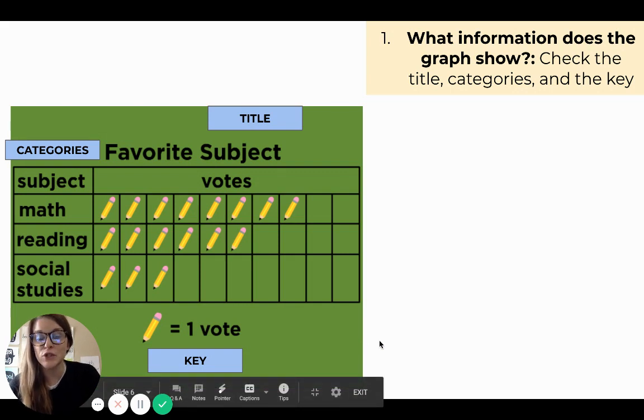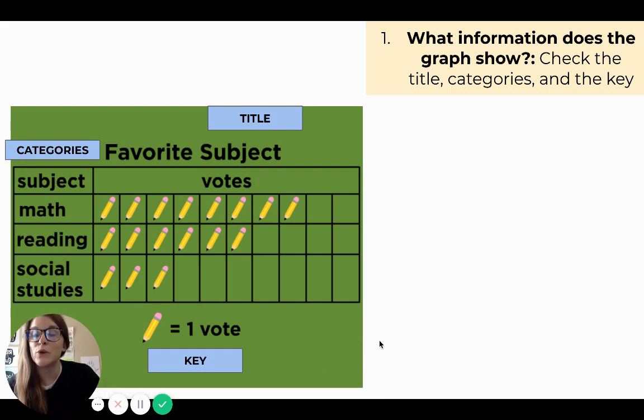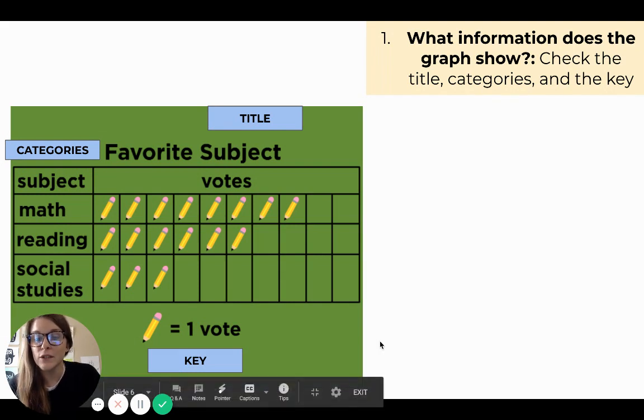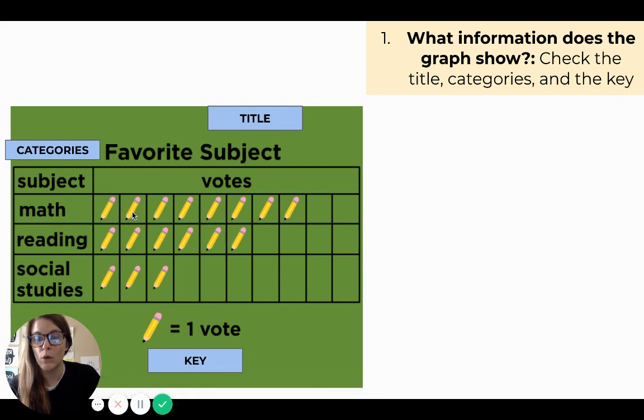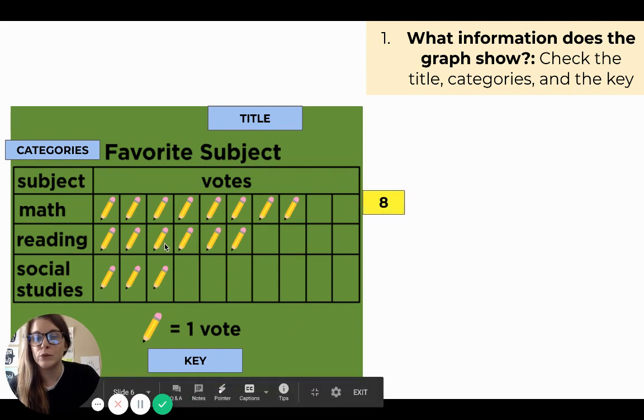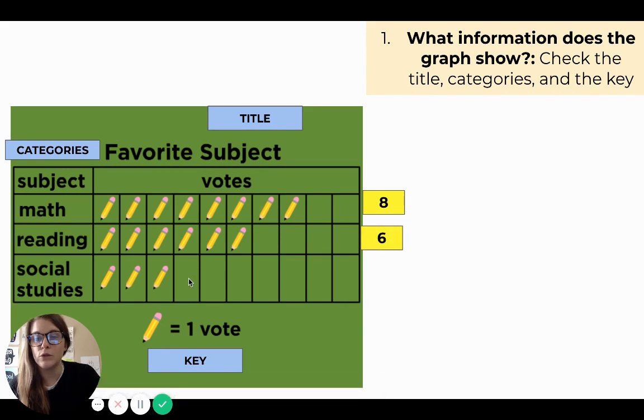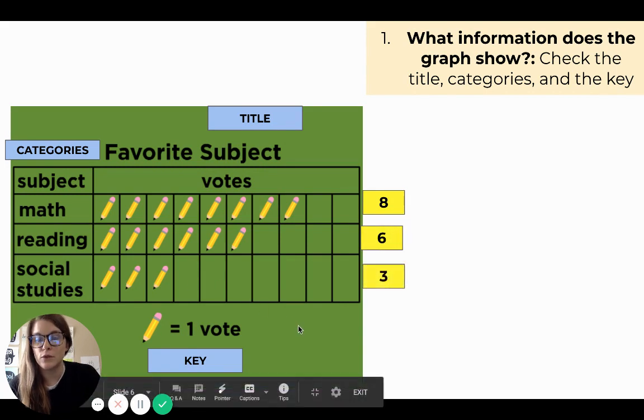For this graph, I'm going to show you what it would look like to figure out the totals first before you solve anything. So looking at the graph, I can count each pencil, and I know each pencil equals 1. 1, 2, 3, 4, 5, 6, 7, 8. 8 votes for math. 1, 2, 3, 4, 5, 6. 6 votes for reading. 1, 2, 3. 3 votes for social studies.